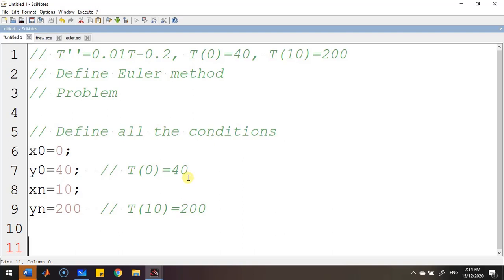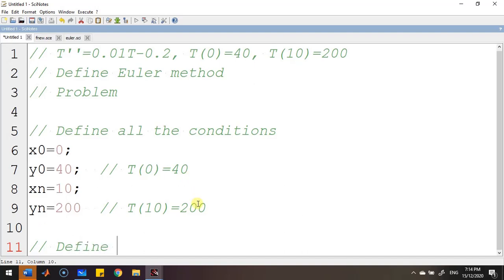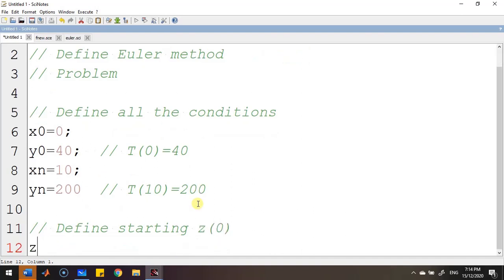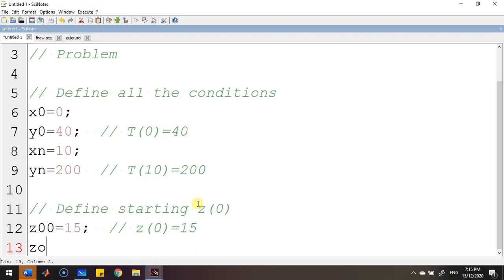Now I need to define the starting z initial. What I start with, I'm going to write, choice of z0. The first z0 initial I used was 15. Okay, so this is what I used. Starting z initial is 15. And then the second choice of z initial, I have used 10, if you recall. So z0 equals 10.